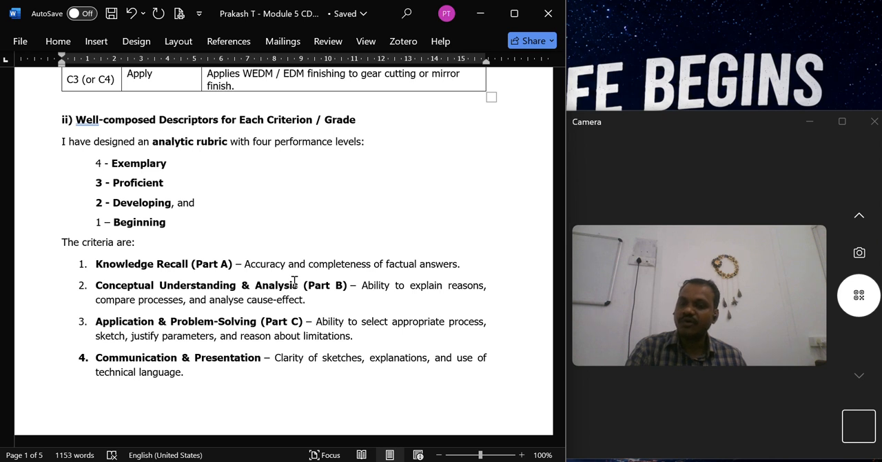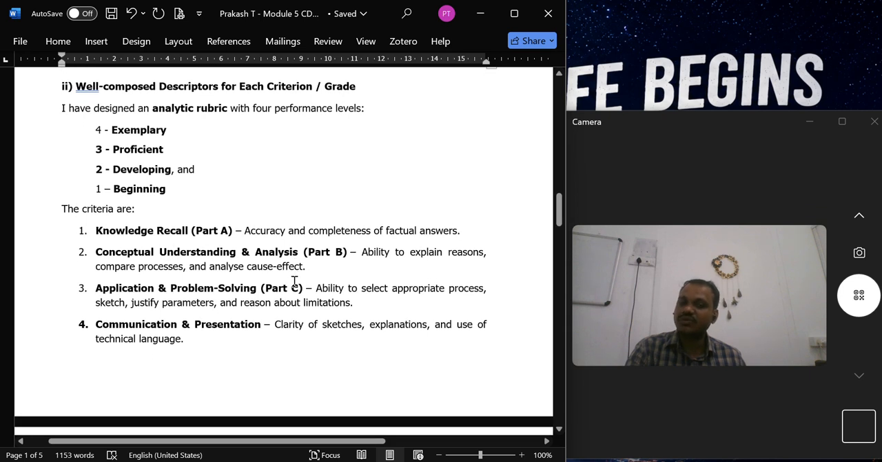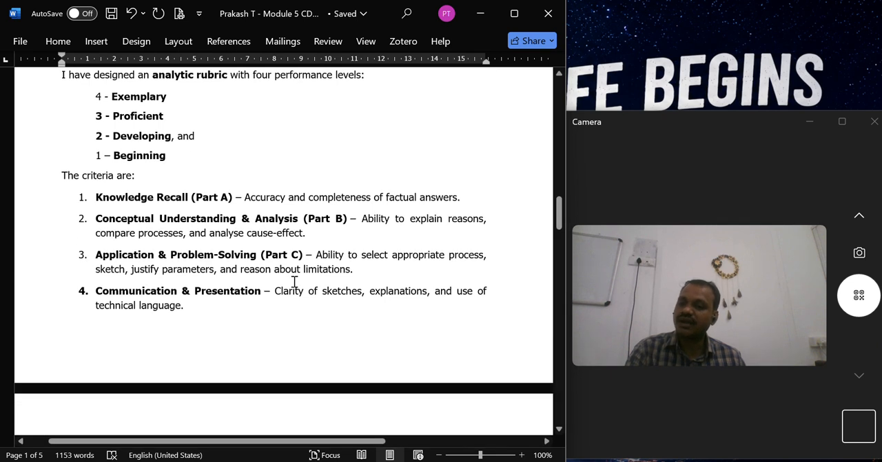I am going to analyze the accuracy and the completeness of the factual answers. For Part B, it is conceptual understanding and analysis: the ability to explain reasons, compare processes, and analyze cause and effect. For Part C, it is application-oriented problem solving: being able to select the appropriate process, sketch, justify parameters, and reason about the limitations. And communication, how the students presented their answers. These are the four criteria I am going to follow.